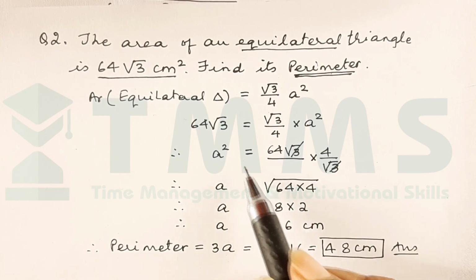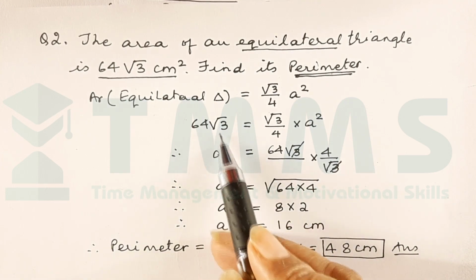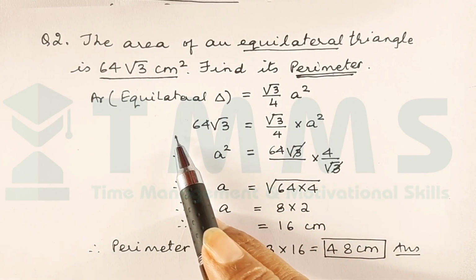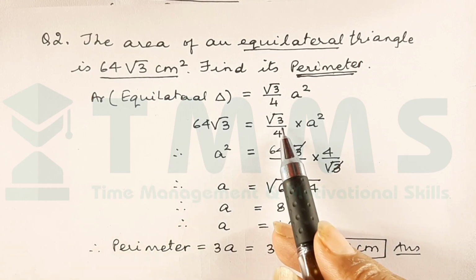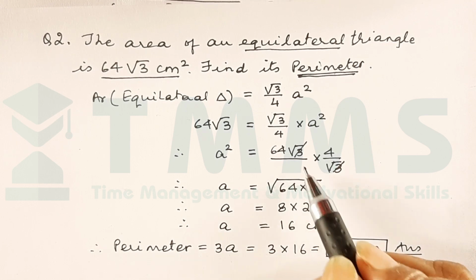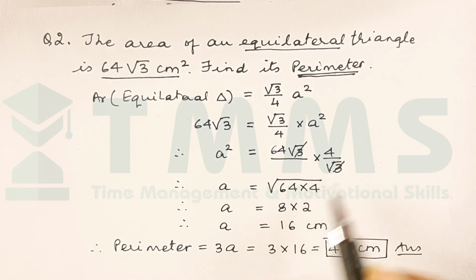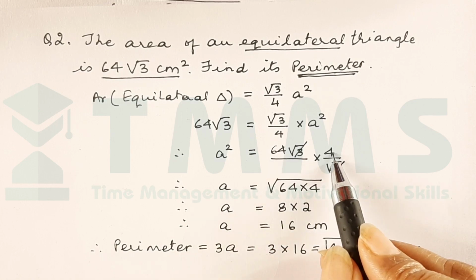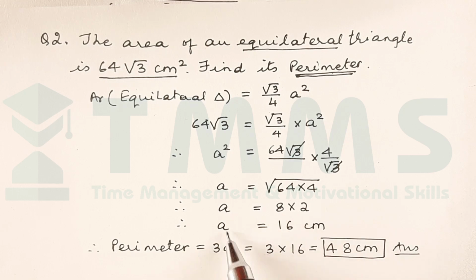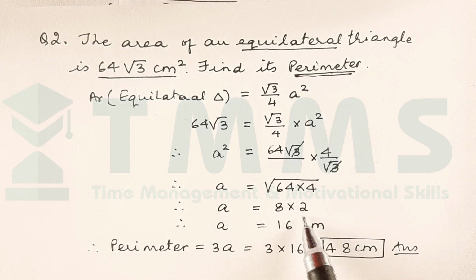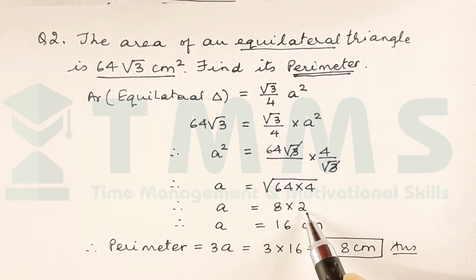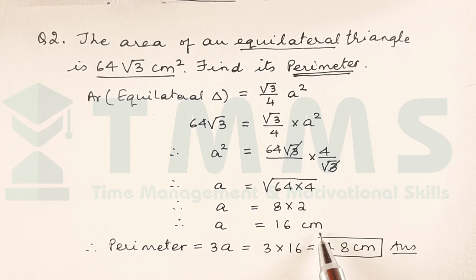What are the steps? A square becomes, this 64 root 3 is here and this root 3 upon 4 goes to the other side. When it is transposed, it becomes reciprocal, 4 upon root 3. And so root 3 gets cancelled and our A square is 64 into 4. Did you multiply these or did you write it like so? Wasn't this the smarter way of doing things? 64 gives us square root 8 and 4 gives us its square root as 2. So 8 into 2, 16 centimeters.